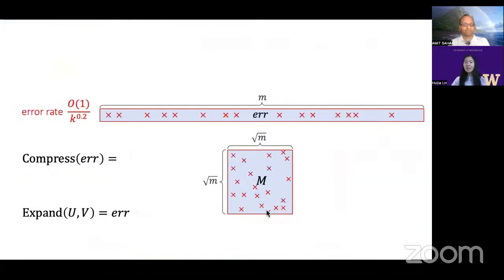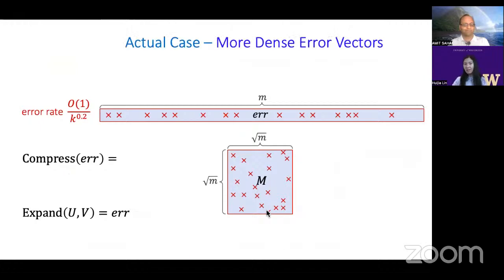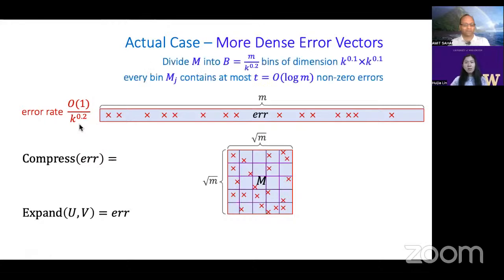But in our actual case, we would like to handle denser error vectors, where the error rate is potentially constant over k to the 0.2. In order to handle this case, we're going to think about dividing this matrix M into bins of dimension k to the 0.1 by k to the 0.1. And we will convert the error vector into this matrix in a way that ensures that no bin is too clustered. In other words, there are at most, say, a logarithmic number of non-zero errors inside each tiny little bin, each tiny square.